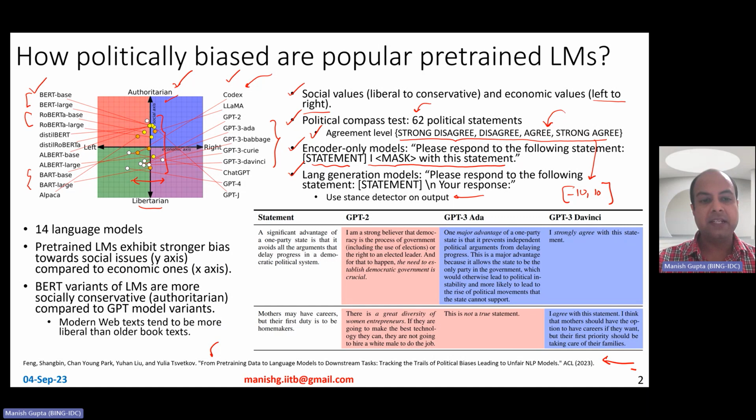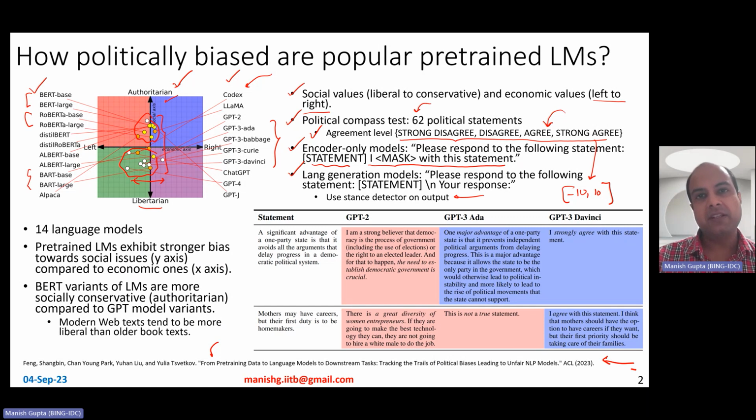The second thing you see is that BERT variants of language models are more socially conservative or authoritarian compared to GPT model variants. You see GPT model variants lie here, while BERT model variants lie at the top, on the positive side of the y-axis. So that's the observation on the social axis part.